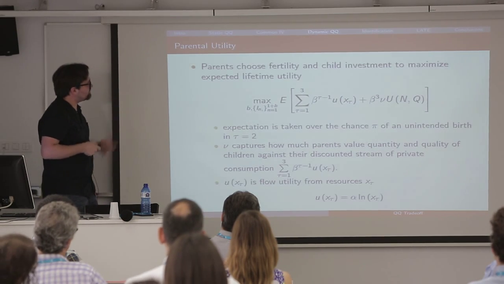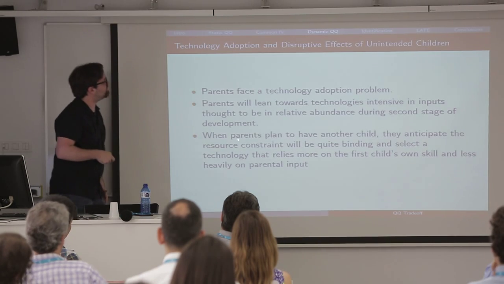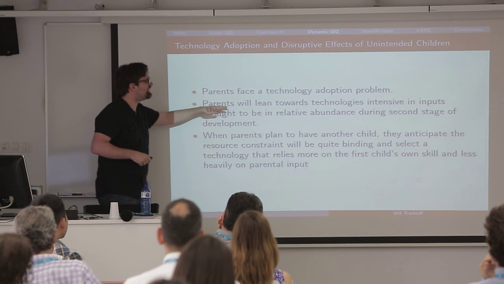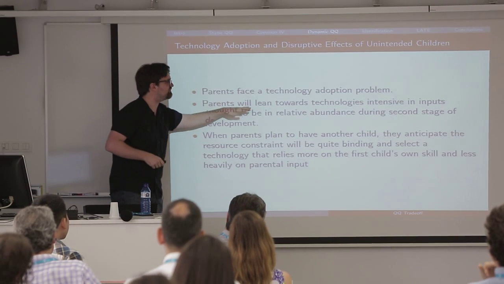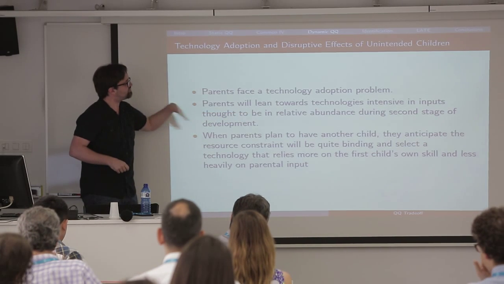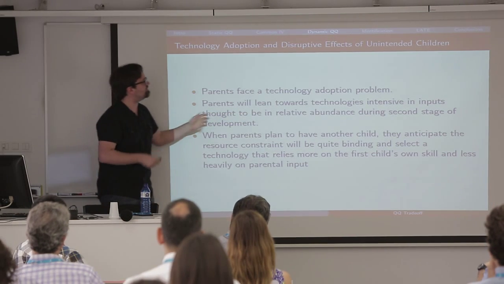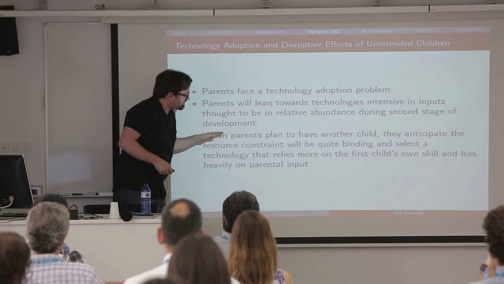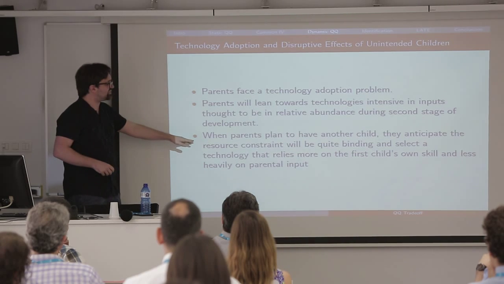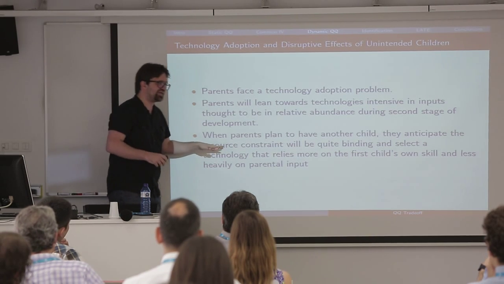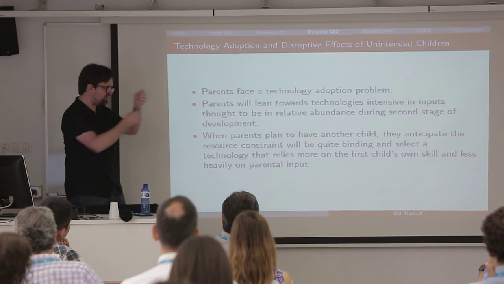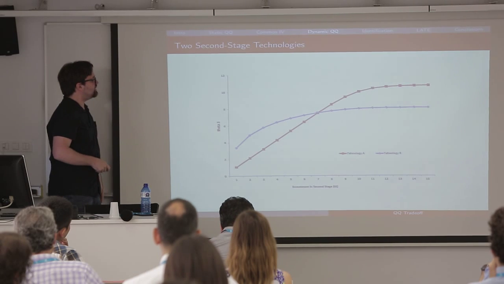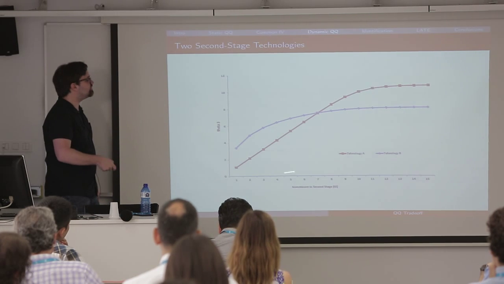So here is the other issue. These guys then do these dynamic optimization problems, but they face this technology adoption problem, which is in the second stage, they need to choose what technology they're going to use to keep up investing on the first kid, right? So, at the beginning, they need to commit to this technology. When the parents plan to have another child, they surely select a technology that's not very heavy on inputs that are going to be scarce. If they know there's going to be 2 kids overlapping next period, they're going to choose a technology that's going to be much easier to get some results out of with little investment, okay?